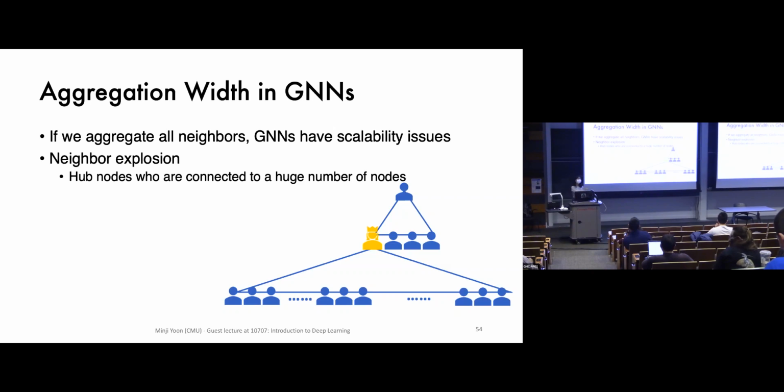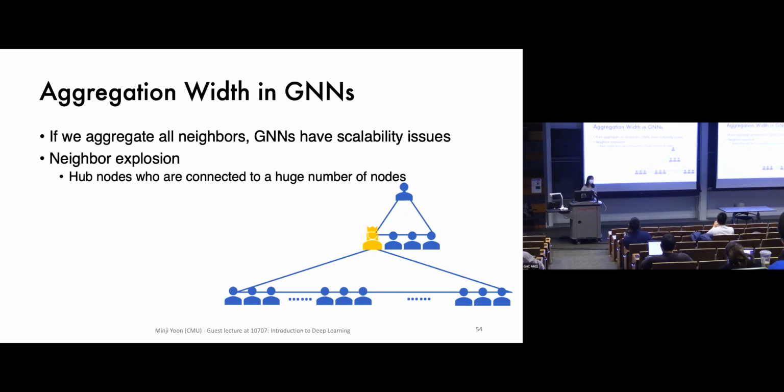Also, in real world graphs, there are hub nodes that are connected to a huge number of nodes. Last year on Instagram, the person with the largest number of followers was Cristiano Ronaldo. He has 400 million followers. Let's say I follow him and I want to compute my node embedding in a two-layer GNN. That means I'm connected to 4 million users through Cristiano Ronaldo, so I need to look into 4 million nodes to compute my node embedding. This is insane, unreasonable.